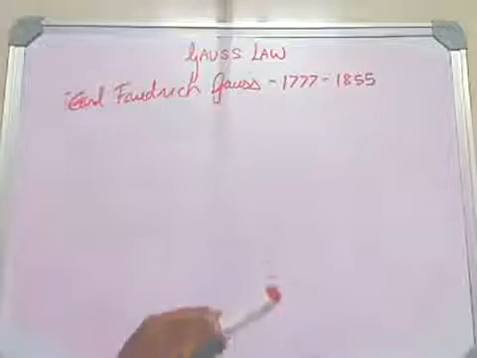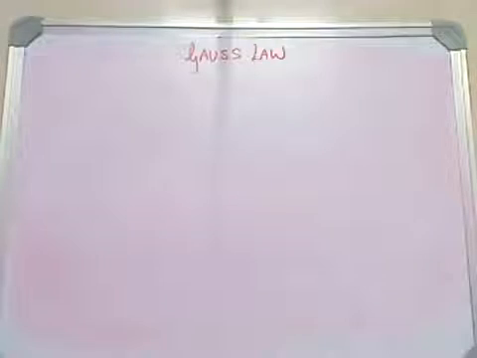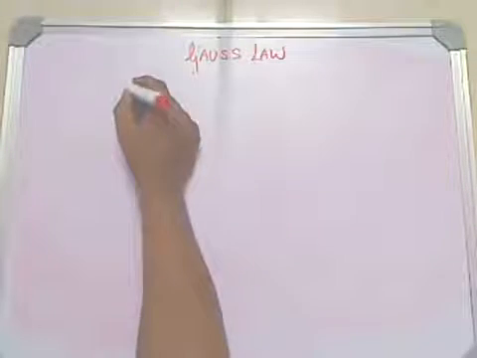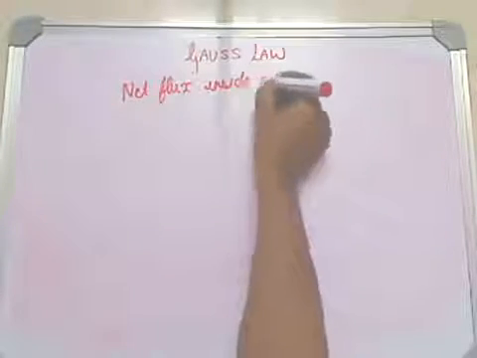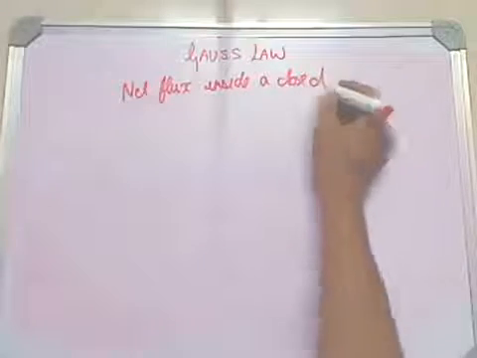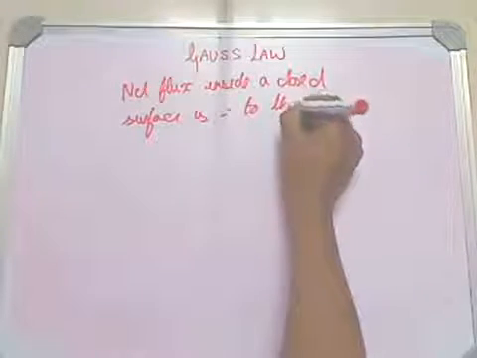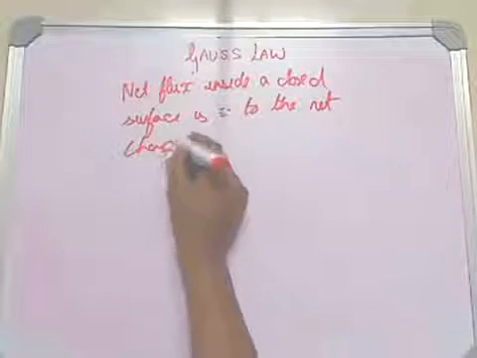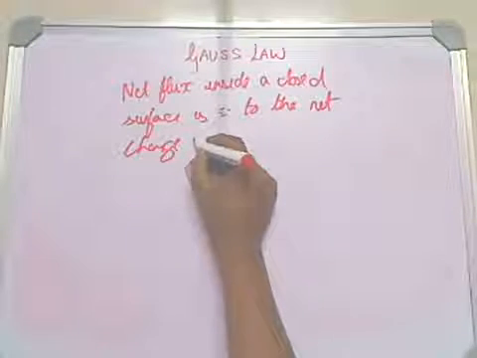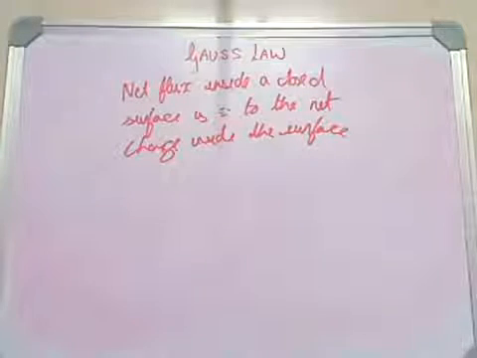So his major contribution in electrostatics would be the Gauss law, as you would call it. So what does the Gauss law actually say? It says the net flux inside a closed surface is equal to the net charge which is there inside the surface. So this is something that he brought along.